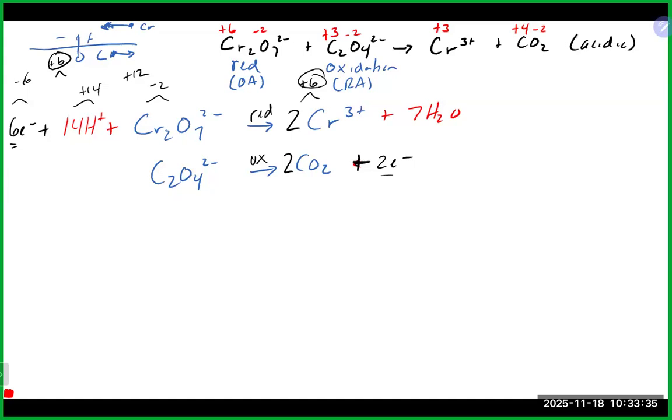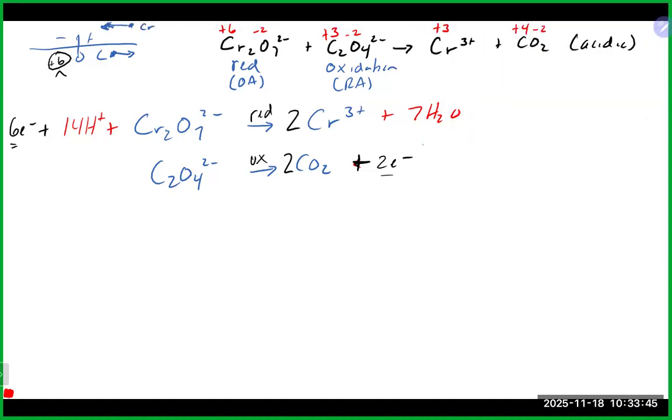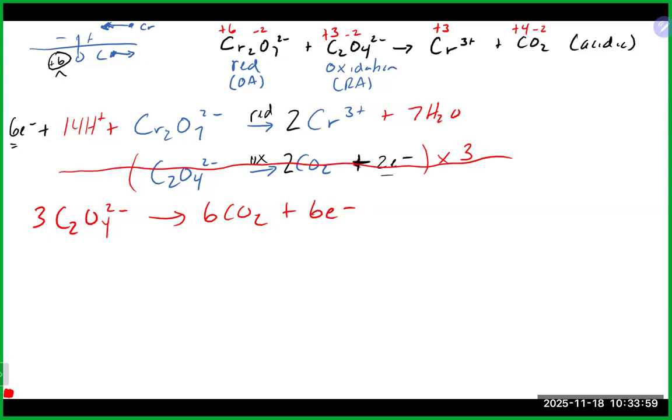All right, so let's get rid of some of these extra numbers so they're not floating around. We're ready to add these together. We need the same number of electrons, so that is going to require us, it looks like, to multiply the second one by 3. And I'll just write it underneath there. 3C2O4 2- goes to 6 CO2 and 6 electrons. Just going to put a line through that one there.